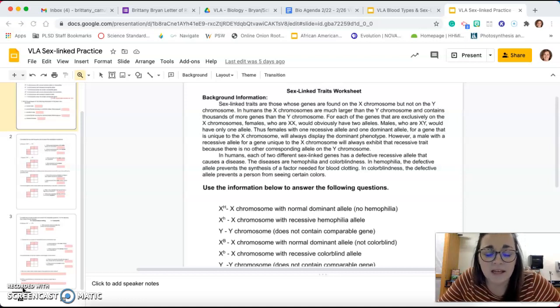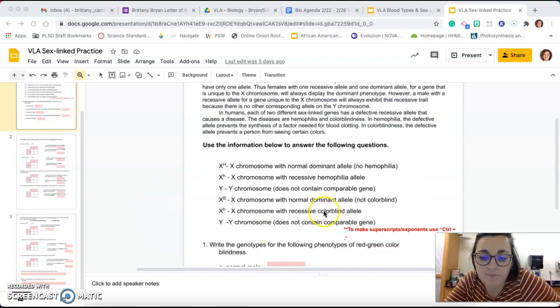In humans, each of two different sex-linked genes has a defective recessive allele that causes a disease. The diseases are hemophilia and color blindness. In hemophilia, the defective allele prevents the synthesis of a factor needed for blood clotting, and for color blindness, the defective allele prevents the person from seeing color. So we're going to use the information here to answer the following questions.